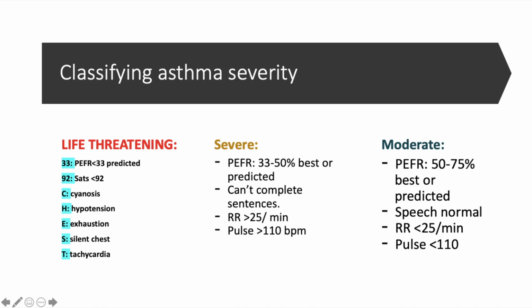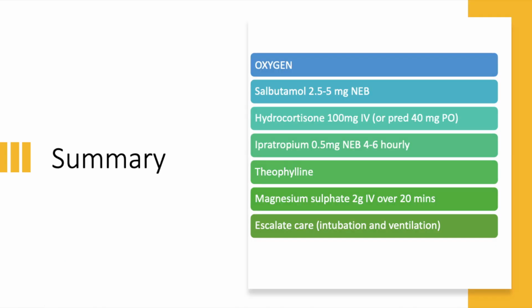Another great mnemonic to remember life-threatening asthma symptoms would be 33 92 CHEST. That's a peak expiratory flow rate of less than 33% predicted, O2 sats below 92, signs of cyanosis, hypotension, exhaustion, silent chest and tachycardia. And just to conclude with the summary slide of the "Oh shit me" mnemonic again.